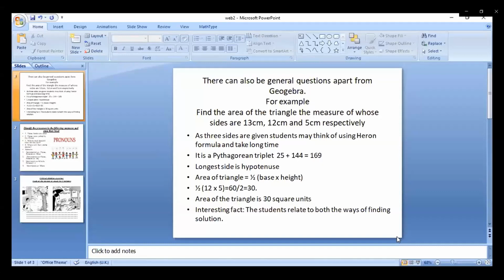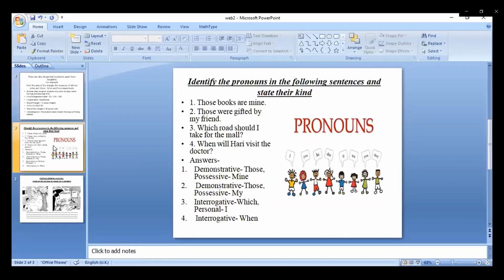So they can use the area of the triangle, that is half base into height, and find the area. There are two things here: one is application of a formula, and the second is analyzing and trying to use the appropriate formula. So there are lots of questions that we can give, which open their minds. Now let us go to the second question.